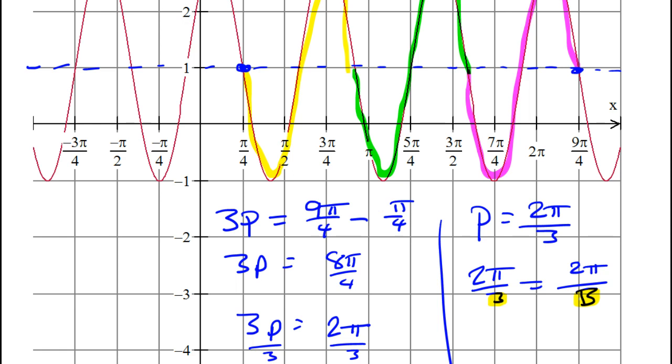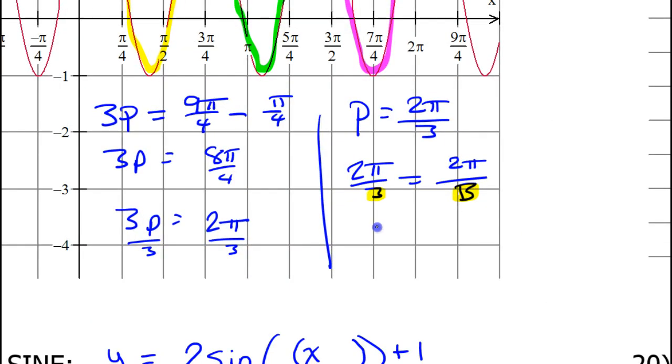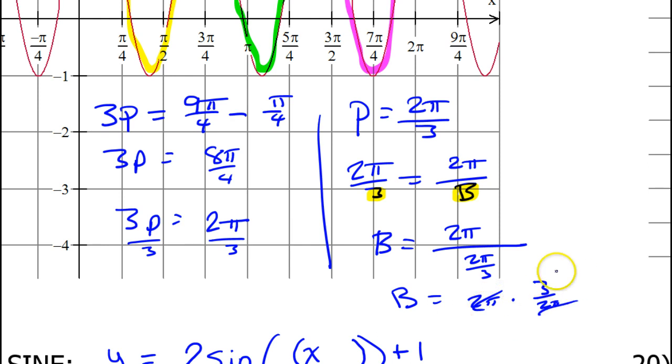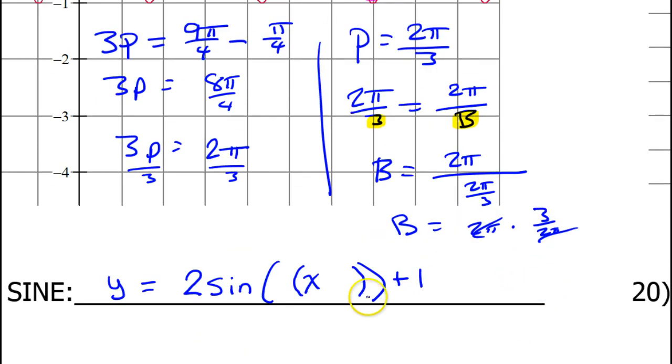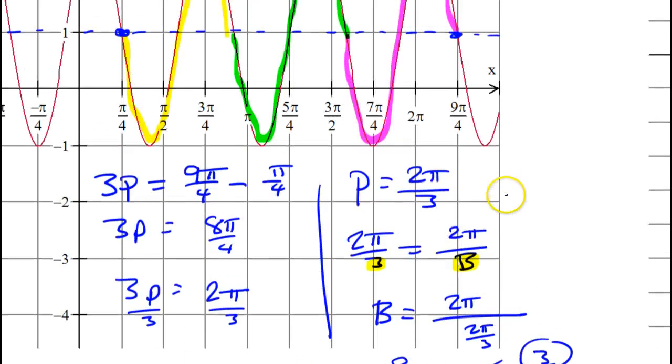Alright, I'm hoping that that one just turned out to be obvious and that you don't actually have to do the whole swapping thing and do 2 pi over 3, and then you'd have to do 2 pi times 3 over 2 pi, and then the 2 pi's cancel. That's the long way. But b is 3. So that means we're going to need a 3 right here. Okay, great. Now we just need the phase shift.